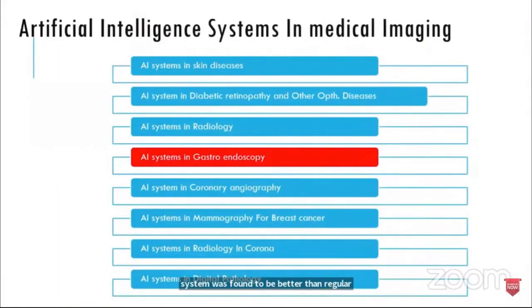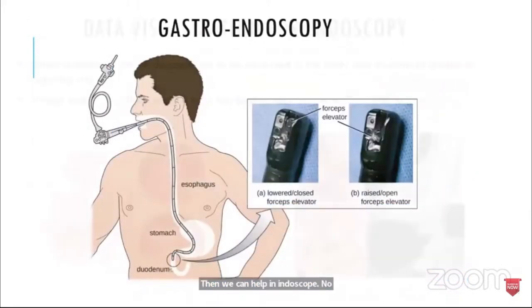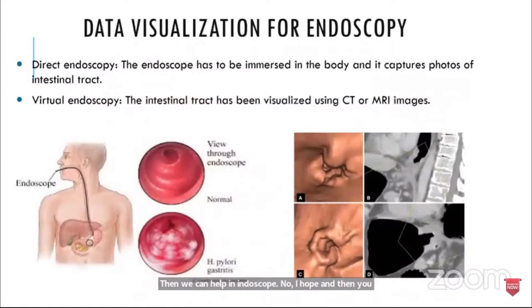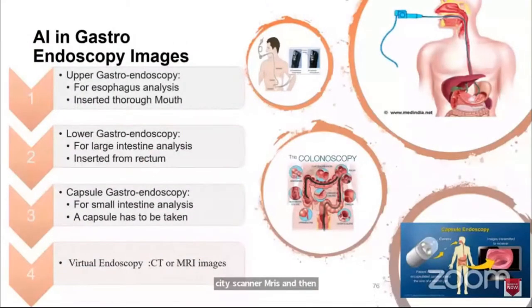Then we can have endoscopy. Now, I hope that you all know about gastroendoscopy, and then we have direct endoscopy, or what is called a virtual endoscopy, where we do, say, 3D images from CT scan and MRIs. And then these are various types, what's called upper GI, lower GI. Upper GI is the upper gastrointestinal tract, where the endoscope is passed through the mouth, and the lower GI is passed through the anus. And when the area between is not covered, then we have what is called a capsule endoscope.